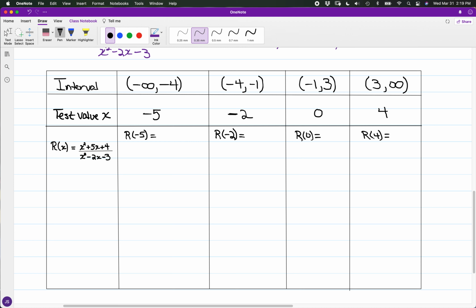So if I go ahead and take on r of 0, what's going to happen here? You have 0 squared plus 5 times 0 plus 4, which is 4. Then you have 0 squared minus 2 times 0 minus 3. That'll be 0 minus 0 minus 3, so that'll be -3. So we're looking at 4 over -3, so r of 0 becomes -4/3.